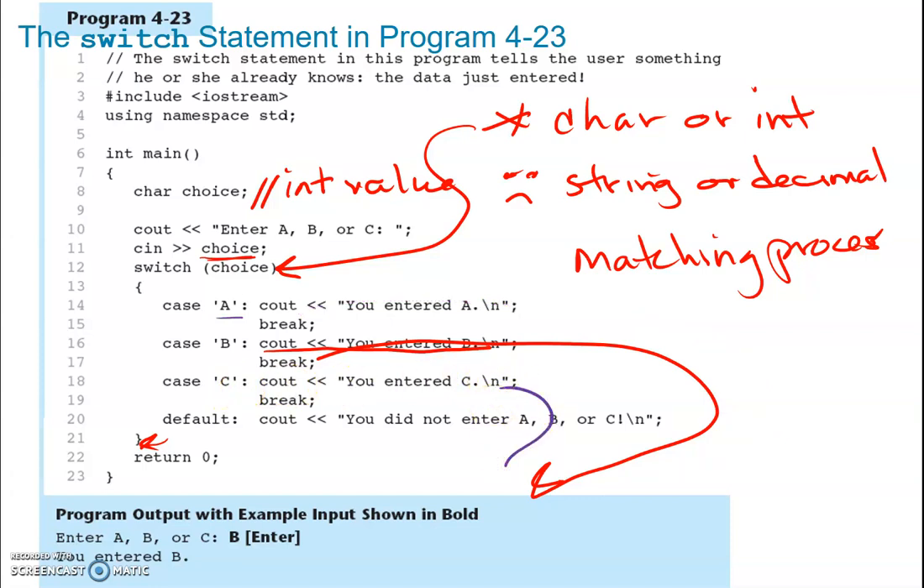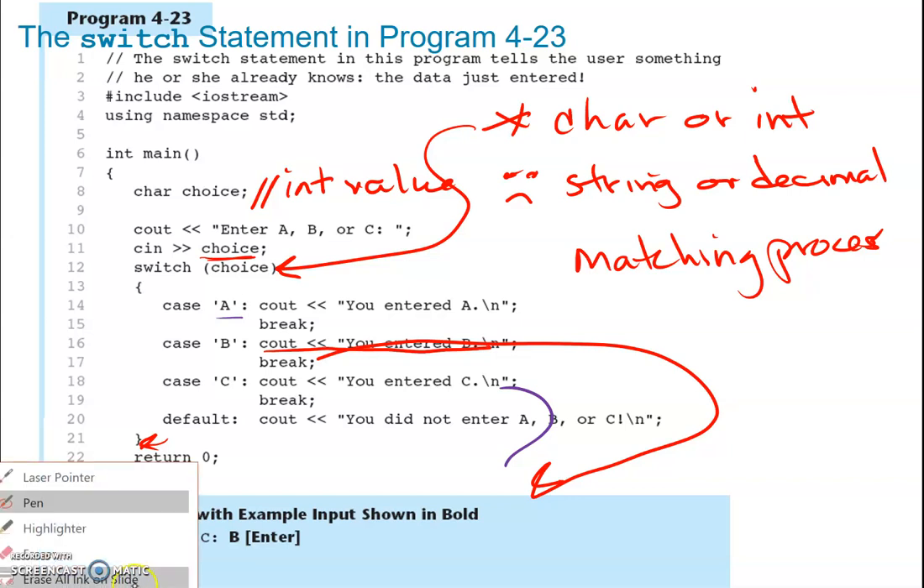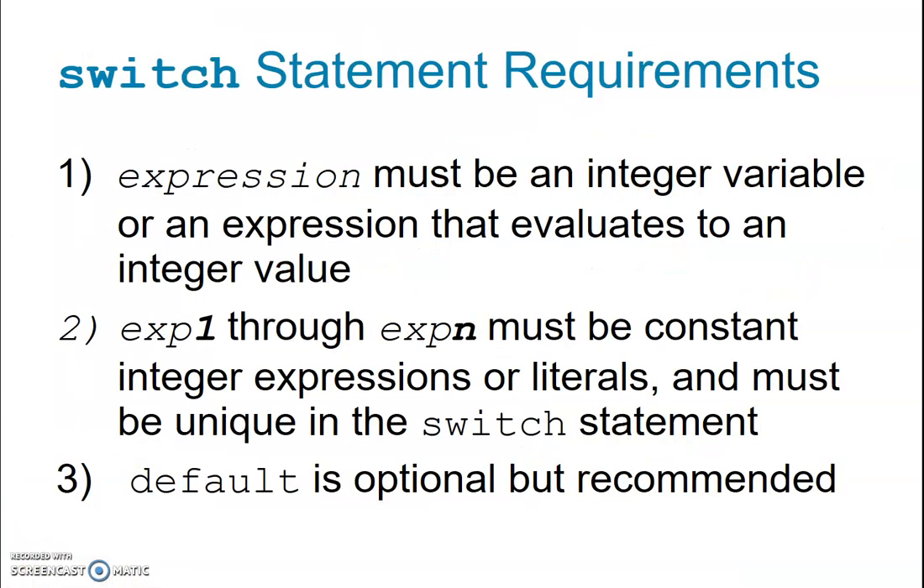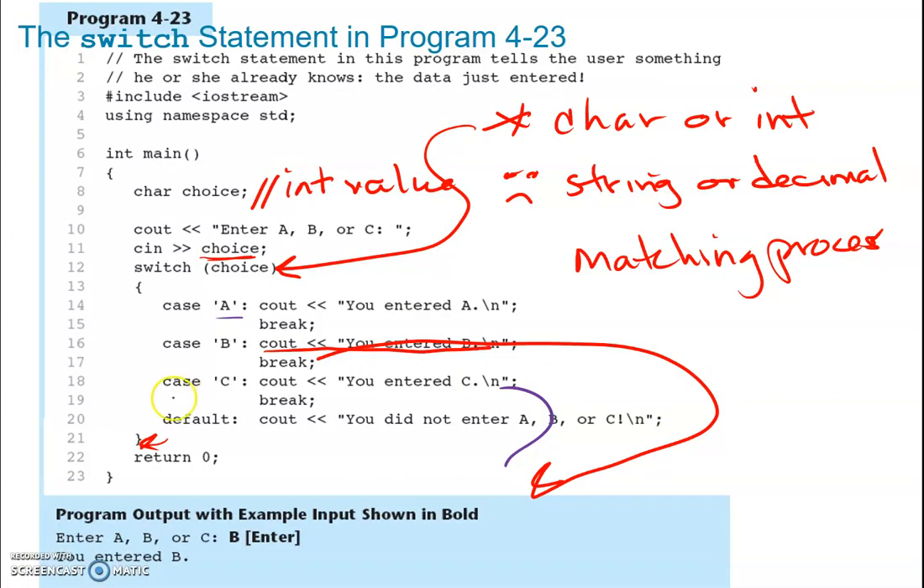Now, let's see what happens. Let's say it doesn't match A, doesn't match B, doesn't match C. What the default gives us is a final alternative if no match is made. So if no match is made, and in this case, therefore, it's not an A, B, or C, then it's going to say you didn't enter an A, B, or C, and drops out of the switch statement.